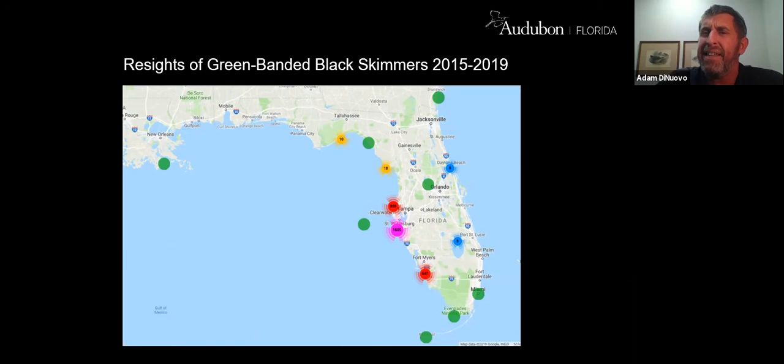So we're starting to get an idea of how they're moving, which is helping us as far as management is concerned, because we can identify these really important breeding and roosting sites. And then it helps us protect them.